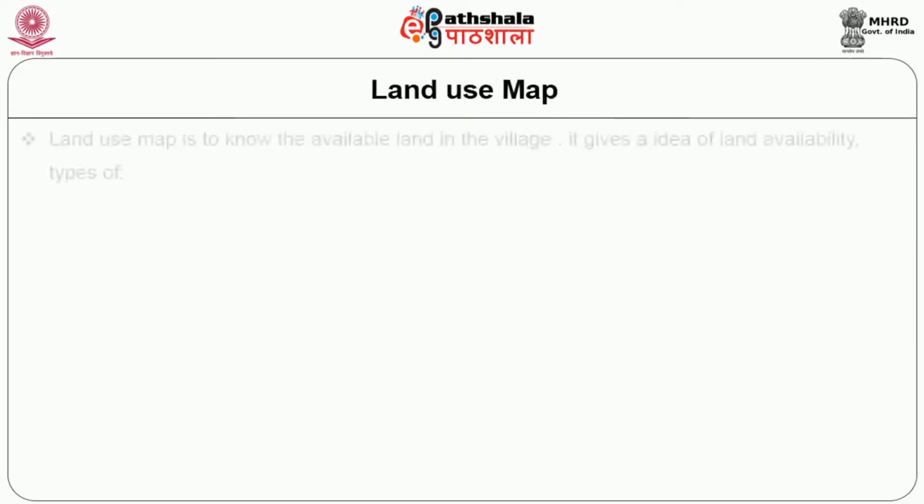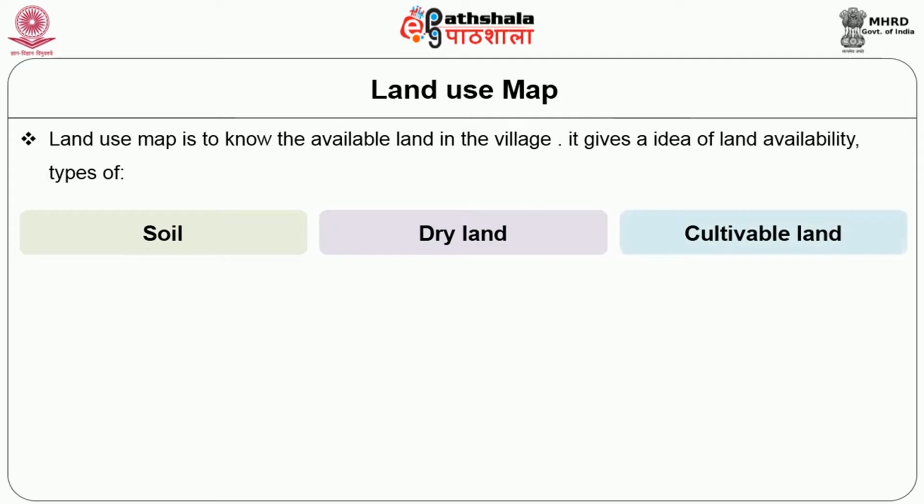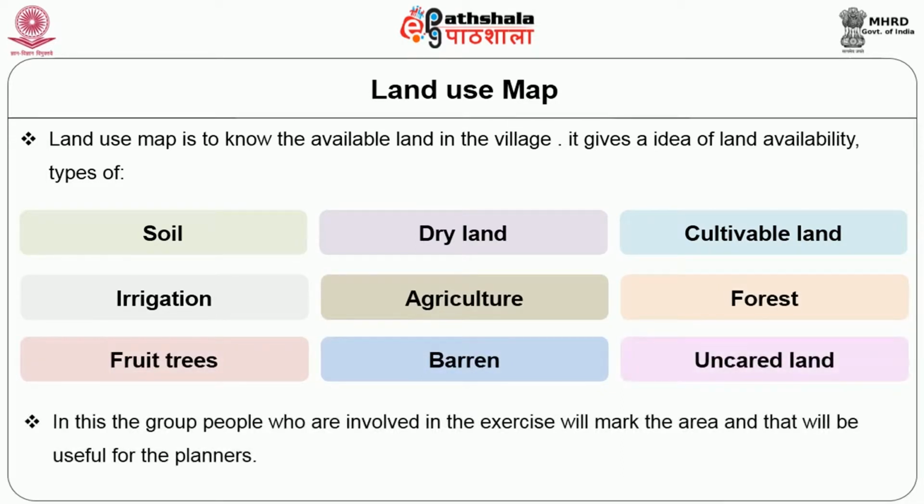Land use map. Land use map is to know the available land in the village. It gives the idea of land availability, type of soil, dry land, cultivable land, irrigation, agriculture, forest, fruit trees and also barren and uncared land in the village. In this group, people who are involved in this exercise will mark the area and that will be useful for the planners.